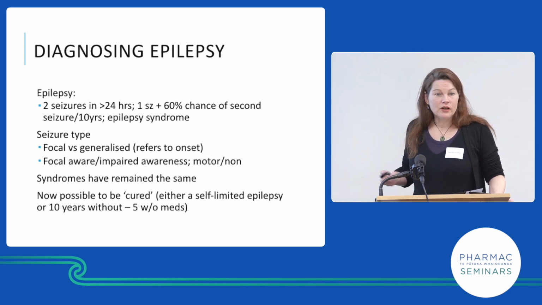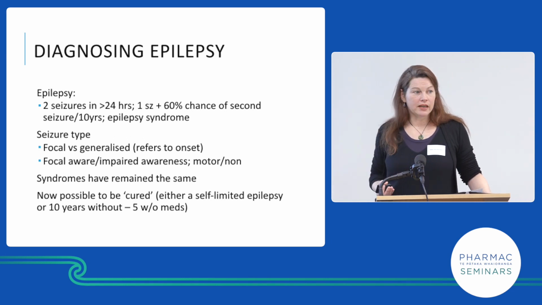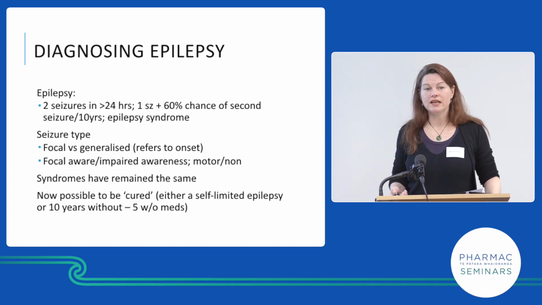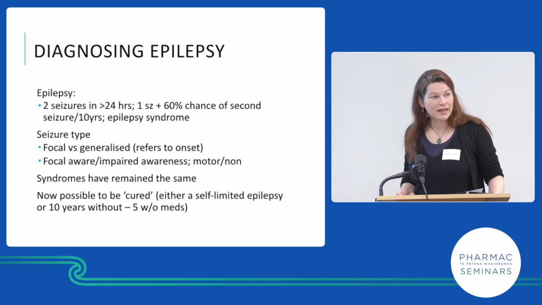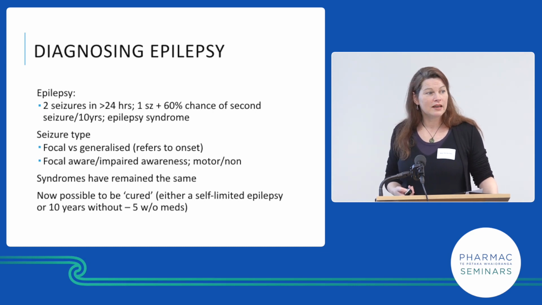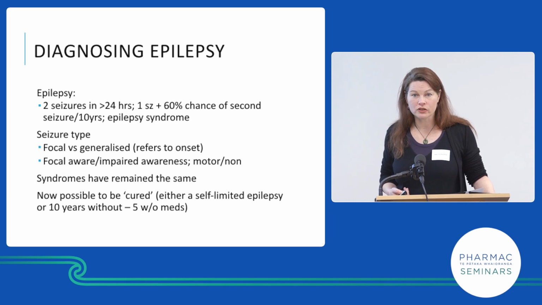Or you can have one of the epilepsy syndromes like juvenile myoclonic epilepsy. If you're really clear about that syndrome, then you can make that diagnosis sooner, usually on the basis of the EEG, sometimes on the basis of other clinical features. And this is something we deal with more in childhood epilepsy.